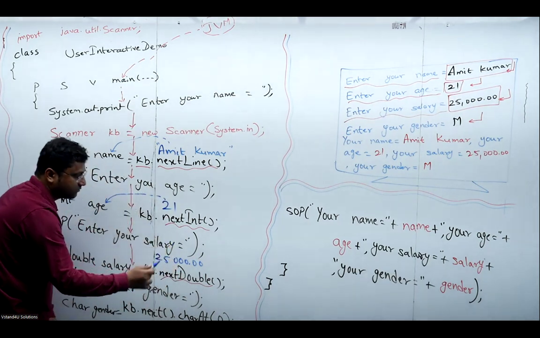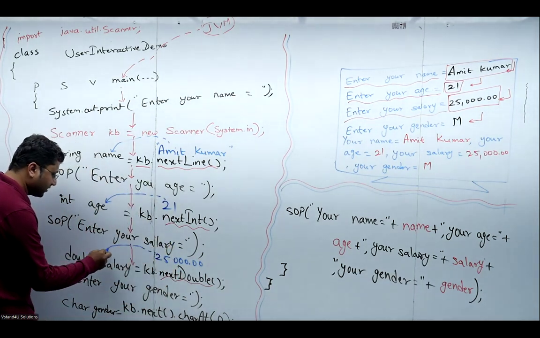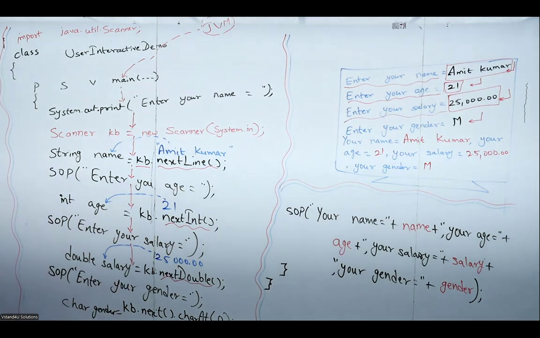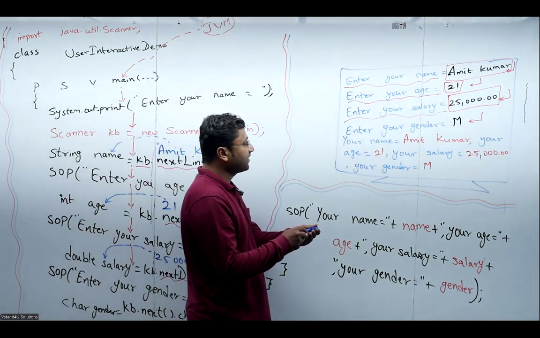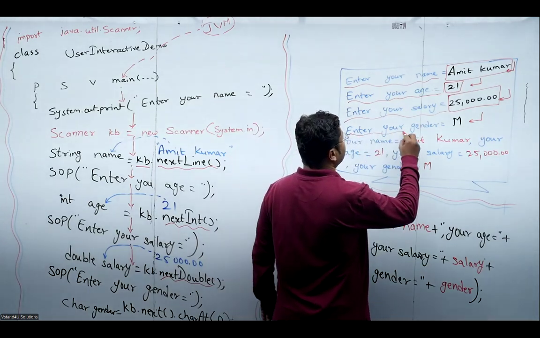Actually, comma will not be there, right? This will be stored inside another variable called salary. Done. Then comes "enter your gender". Let me print the "enter your gender" as well. This much has been printed, sir.